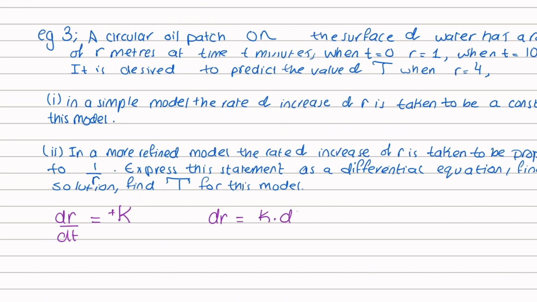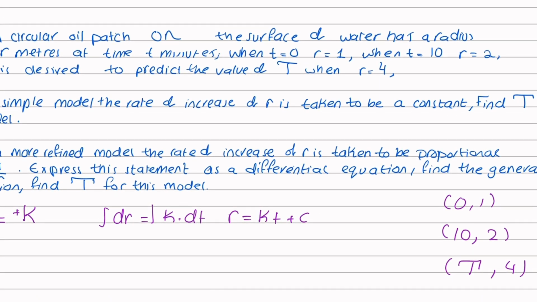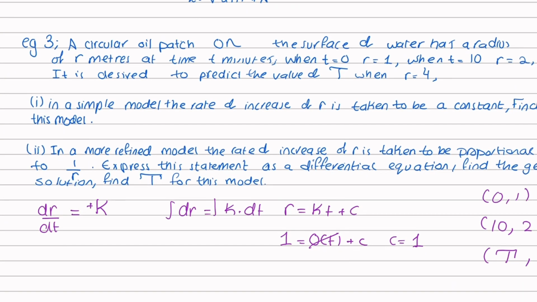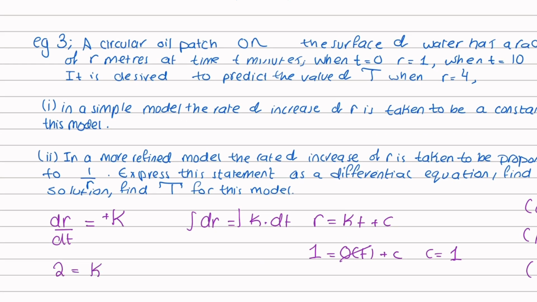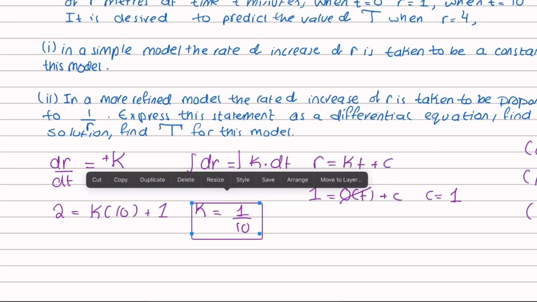We just send the dt across, then integrate either side, and we get r equals kt plus c. To find these two constants, we need initial conditions, like in this case. We start with the first one: 1 equals 0 times time plus c. The t cancels, and the constant equals 1. The second condition is 10 and 2, which means the radius is equal to 2 when time is equal to 10 minutes. We know c is now equal to 1, which means that k is equal to 1 over 10. So here we have our two constants.